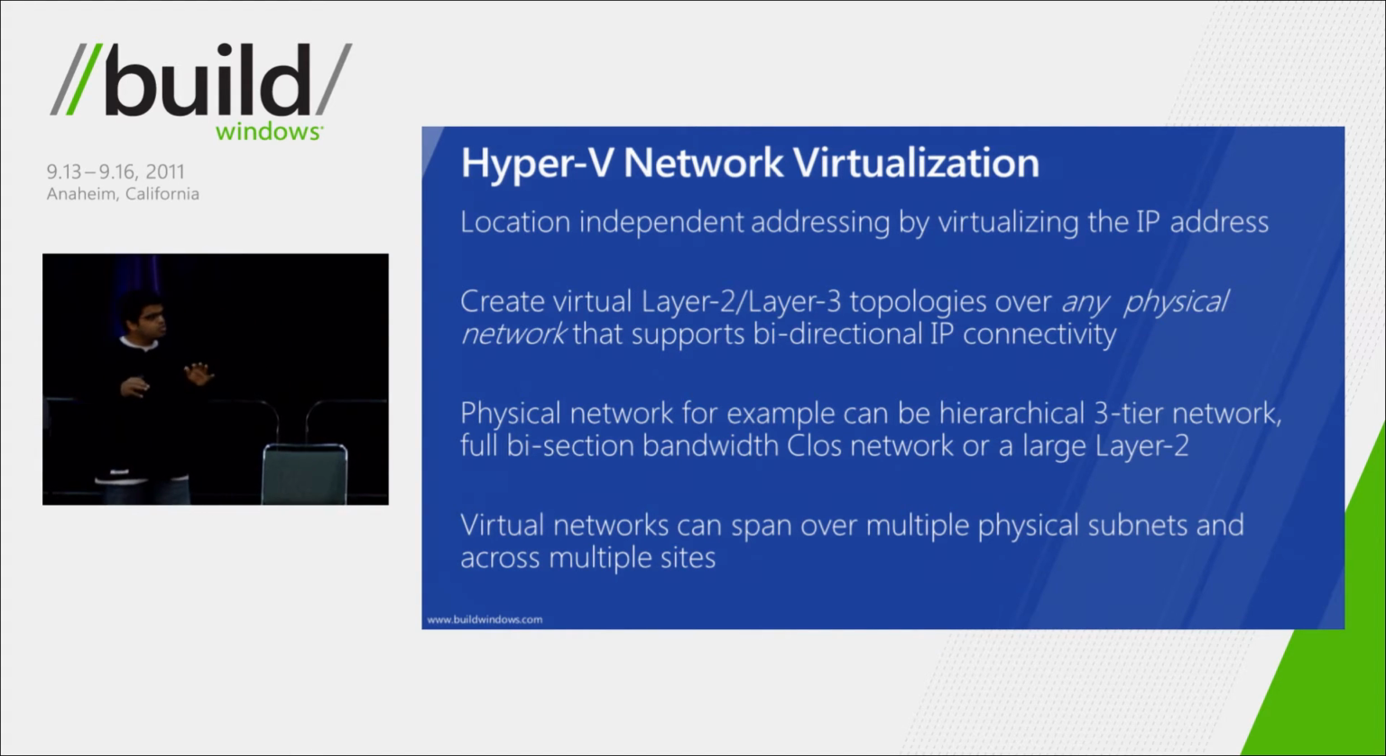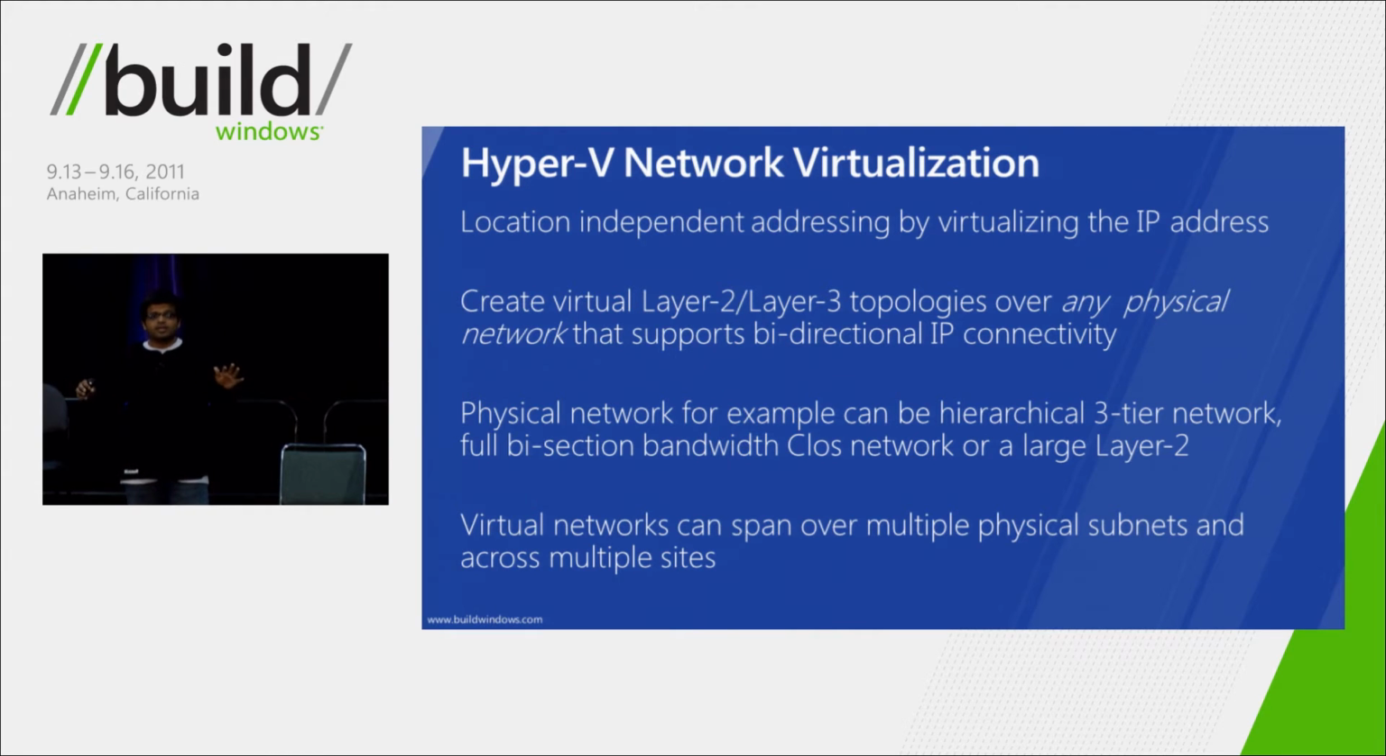Now, once you provide this virtual overlay, it lets you create arbitrary topologies on top of the physical fabric. So you could create layer 2, layer 3, whatever you want over any physical network. It's very important to note that this technology will work on any network, right? All we are expecting is bidirectional IP connectivity. Unicast for the most part, and if you want to support broadcast and multicast, we also expect the network to support multicast on the physical network.